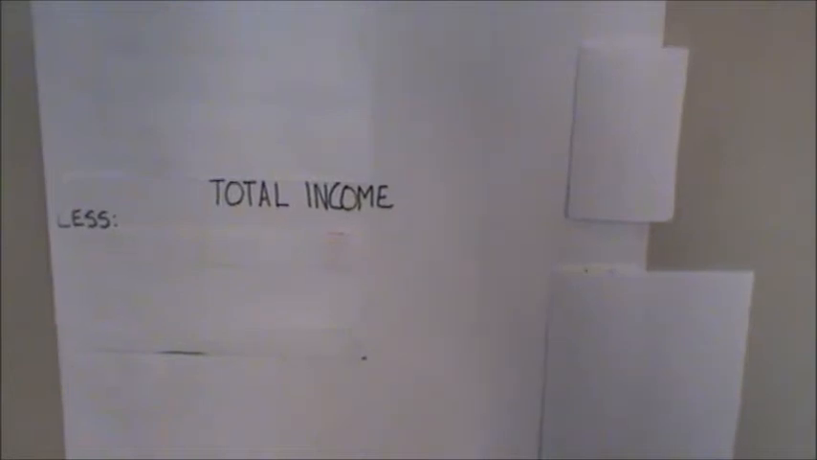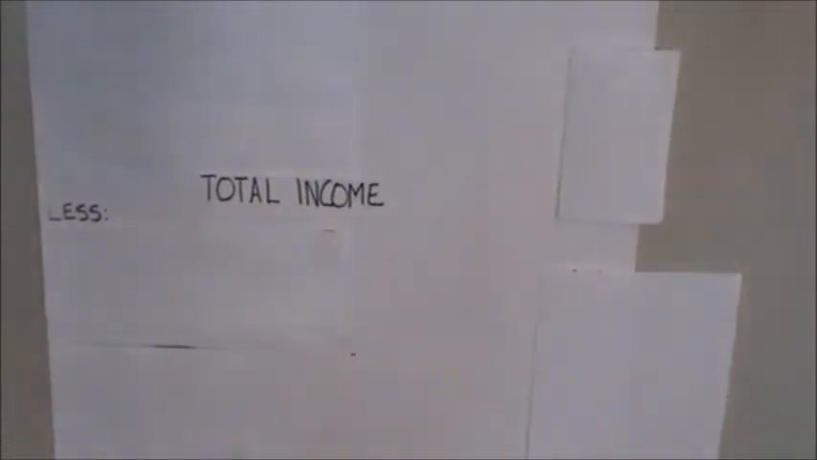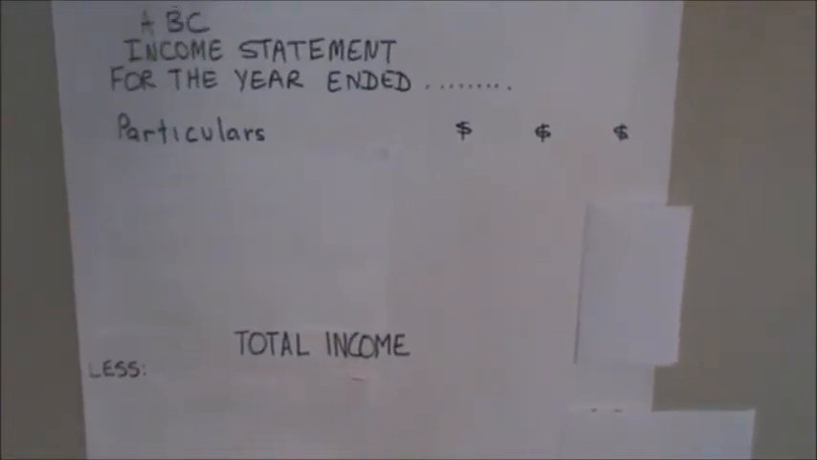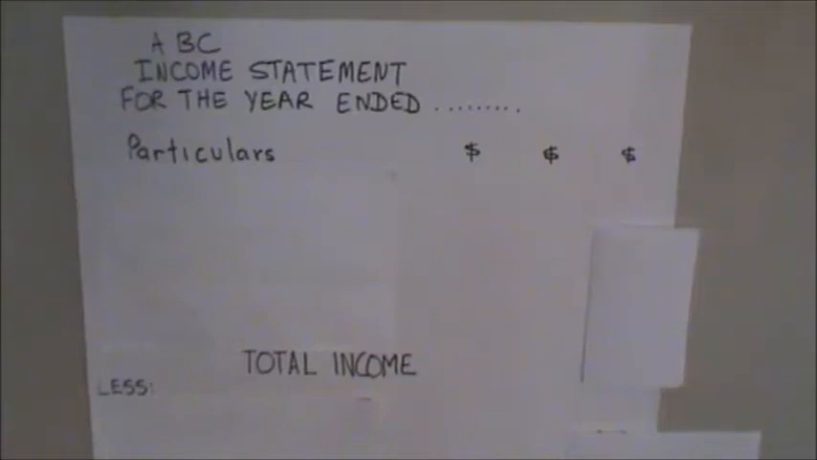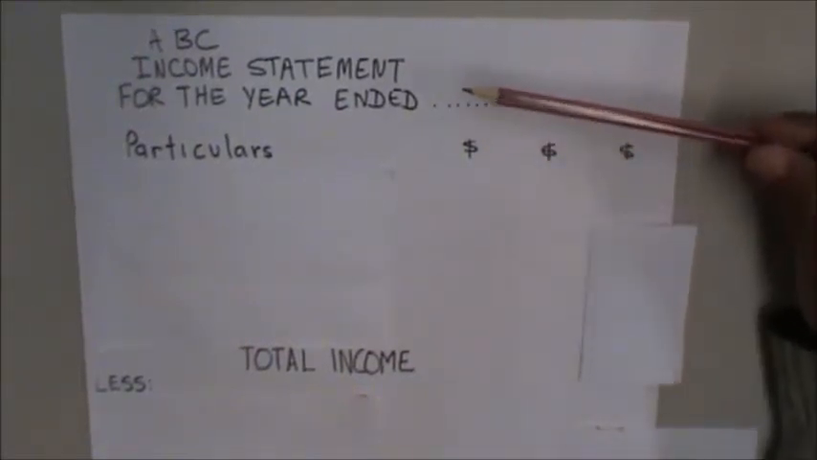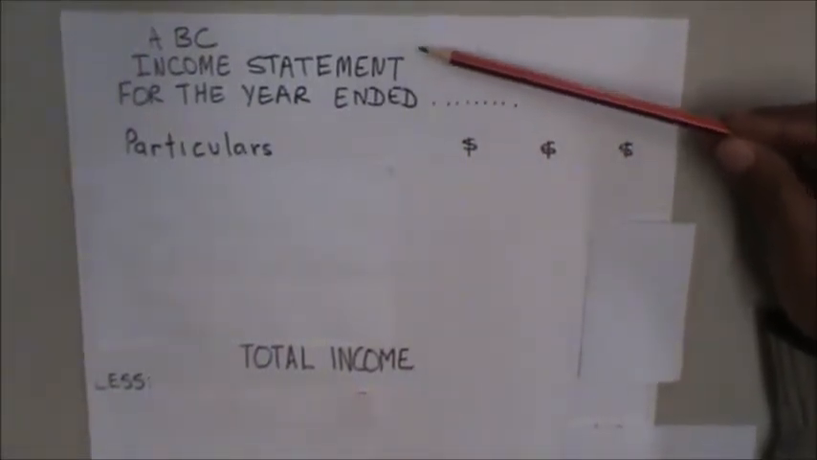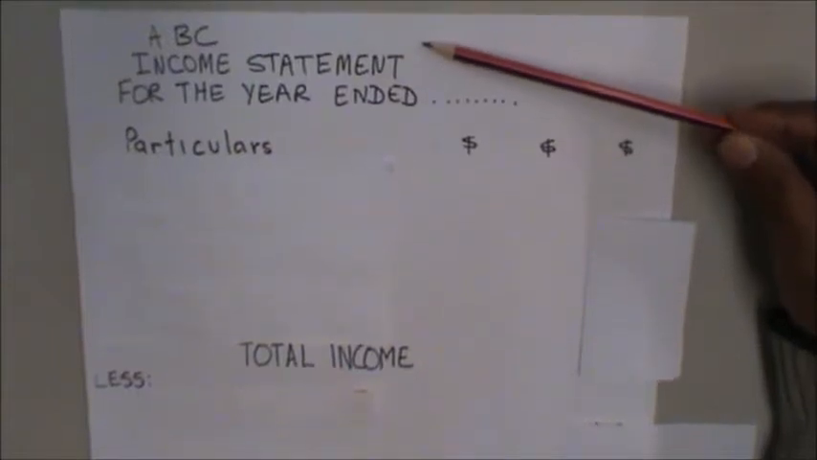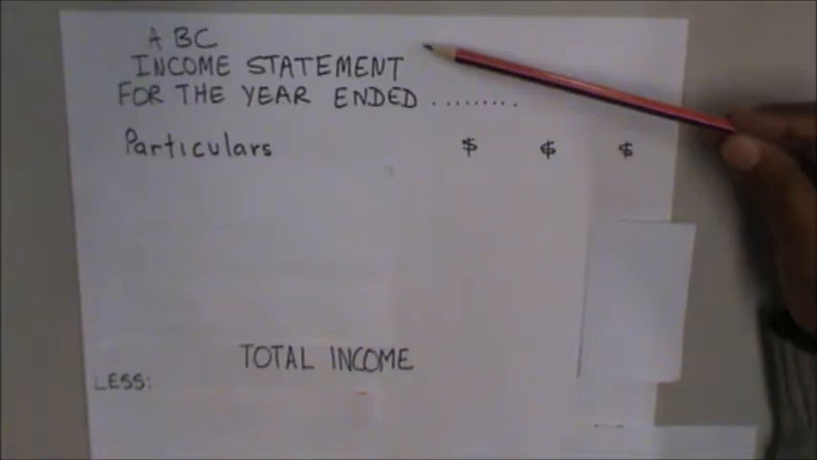We're going to start learning how to prepare an income statement for a service business. So we're going to start with the heading first. As you can see, the heading has three parts. The first part, the top part, is the name of the business. In this case, we assume the name of the business to be ABC, which is a service business.